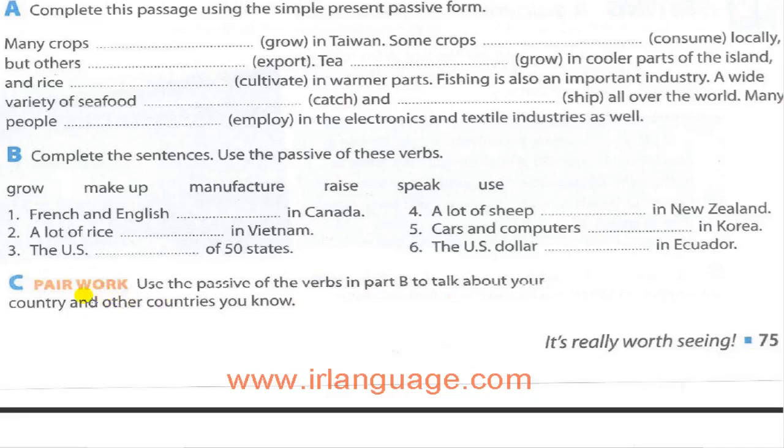Number C. Pair work. Use the passive of the verbs in part B to talk about your country and other countries you know. So in this exercise, you are going to make sentences about your country. You can make sentences about Egypt, Saudi Arabia, Kuwait, Yemen, Morocco, any country. For example, Arabic is spoken in Egypt. A lot of rice is grown in Egypt. Egypt is made up of 30 governorates.